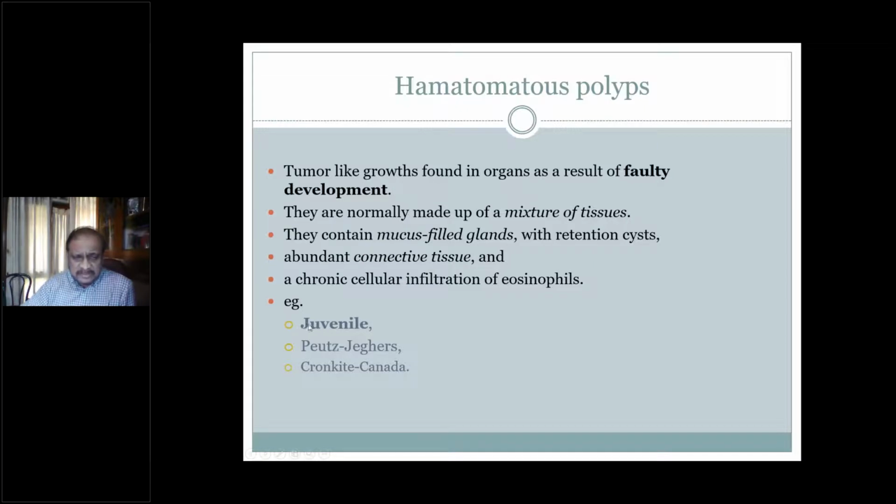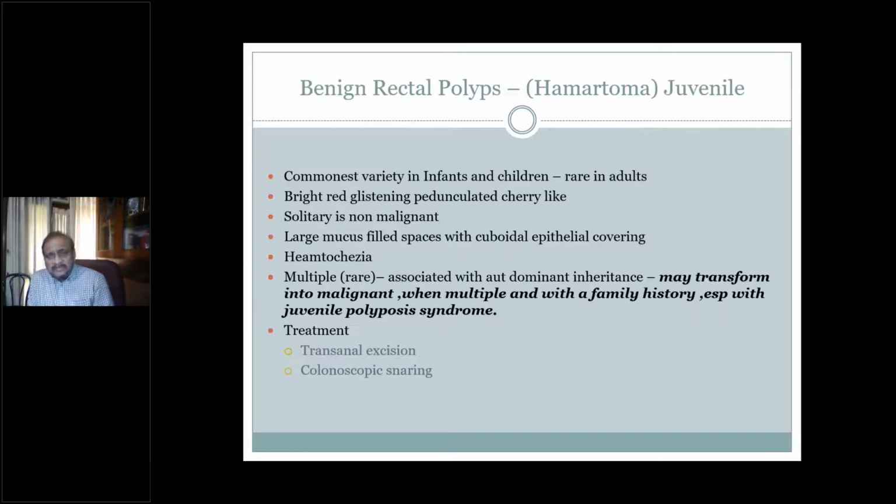And the most common, I said earlier, is juvenile, but it doesn't mean you can't have the others. Cronkhite-Canada syndrome is also a not uncommon occurrence, and Peutz-Jeghers syndrome, right? The other hamartomatous polyp that I said was juvenile. I said earlier, pedunculated, cherry-like, solitary, and non-malignant, right? That means the solitary, that's why the word solitary, is non-malignant. We just now talked about the hamartomatous changes. I'm not covering that. Hematochezia is the most common symptom.